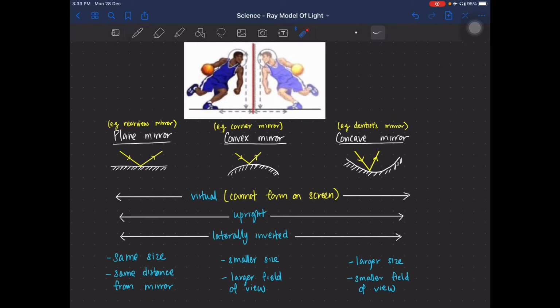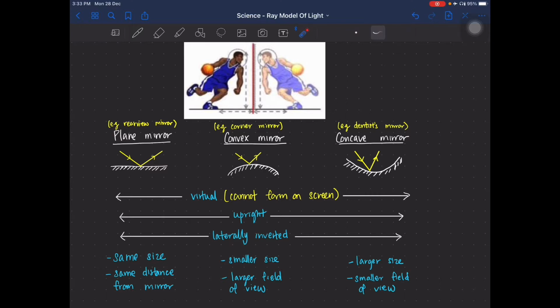First and foremost, we must remember that images are never real, so they are always virtual. Virtual means that you can never form it on a screen. When you look at the reflection in the mirror, there's actually nothing behind the mirror, although it looks like there's a reflection inside. There's clearly nothing behind it except for the wall. So that's what we call virtual images. They cannot form on the screen.